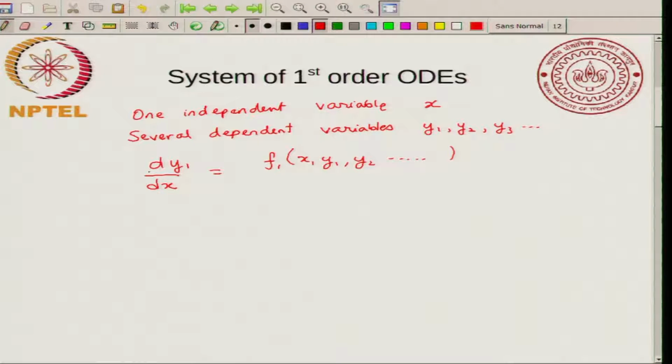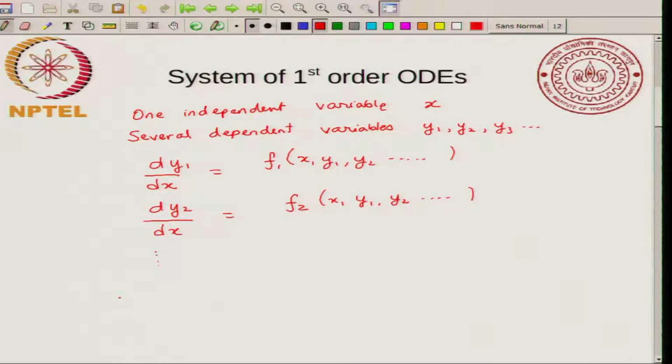So, this is one equation. Then you have dy2 by dx will be some other function f2 of x, y1, y2, and so on, all the way up to however many variables you have. So, this is a system of first order differential equations. What I mean is it is not just one first order differential equation, it is several, and that is because you have several dependent variables, but you have only one independent variable.